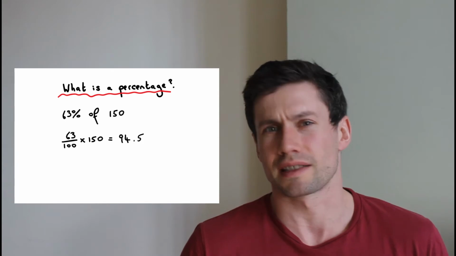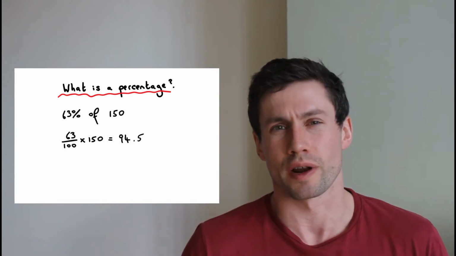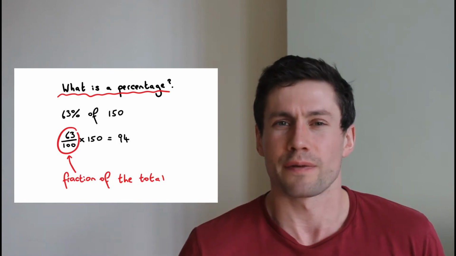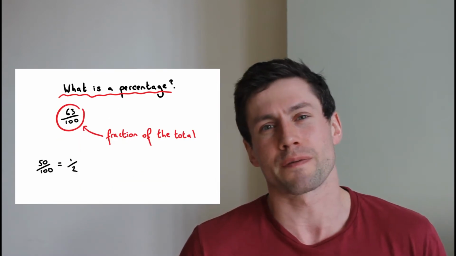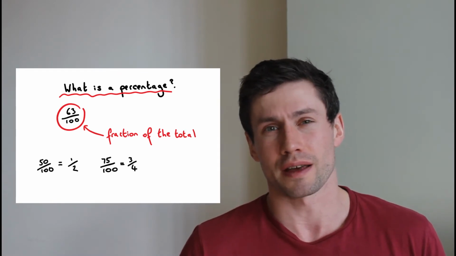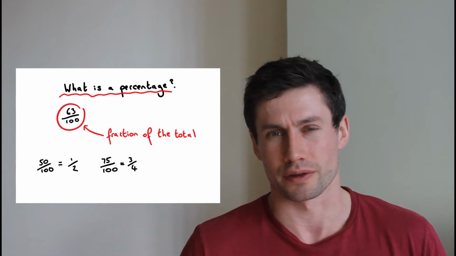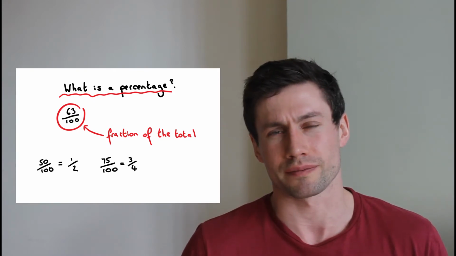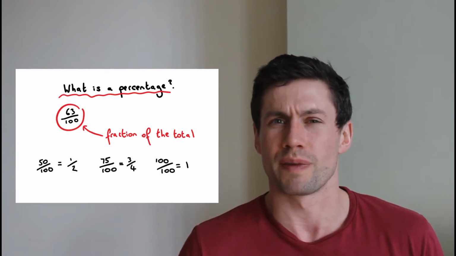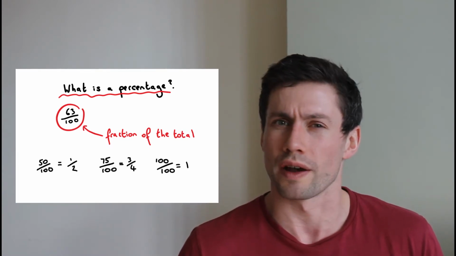Expressing the percentage 63% as 63 over 100 just shows what fraction of the total we are looking for. If the percentage had been 50, this would be 50 over 100, which would simplify to a half. If it had been 75, it would have been 75 over 100, which would have simplified to 3/4. And if we'd been looking for 100% of the total, it would be 100 over 100, which is just 1 when simplified.